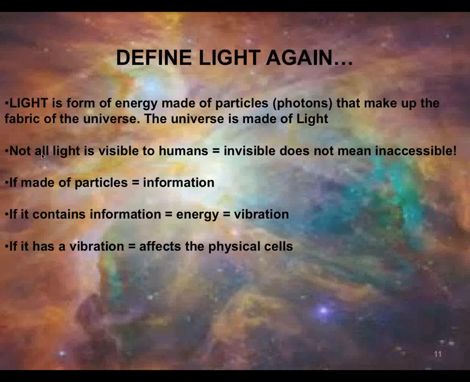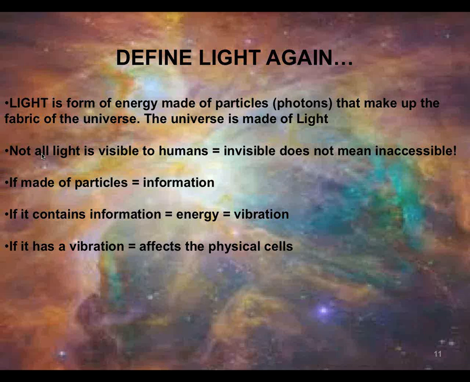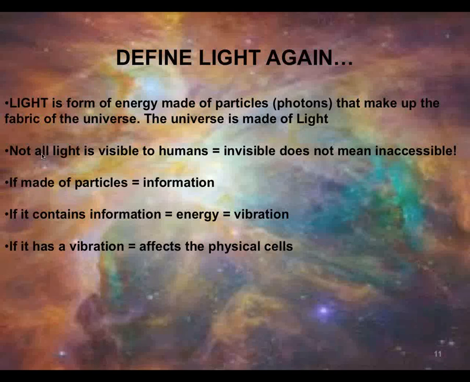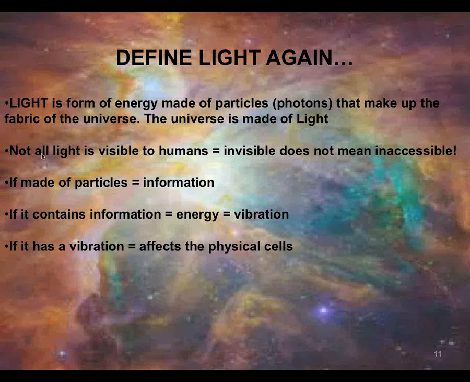So if it contains information, meaning if it's a form of energy, therefore it has a vibration. And if it has a vibration, therefore it's going to affect your cells. We saw this in the very first class. Everything is a form of energy. If it's a form of energy, it means it's alive. It means it contains information. It means it has a vibration. If it has a vibration, you put it next to your physical cells, and it's going to affect your cells.